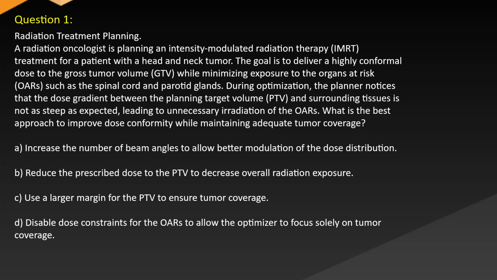A. Increase the number of beam angles to allow better modulation of the dose distribution. B. Reduce the prescribed dose to the PTV to decrease overall radiation exposure. C. Use a larger margin for the PTV to ensure tumor coverage. D. Disable dose constraints for the OARs to allow the optimizer to focus solely on tumor coverage.